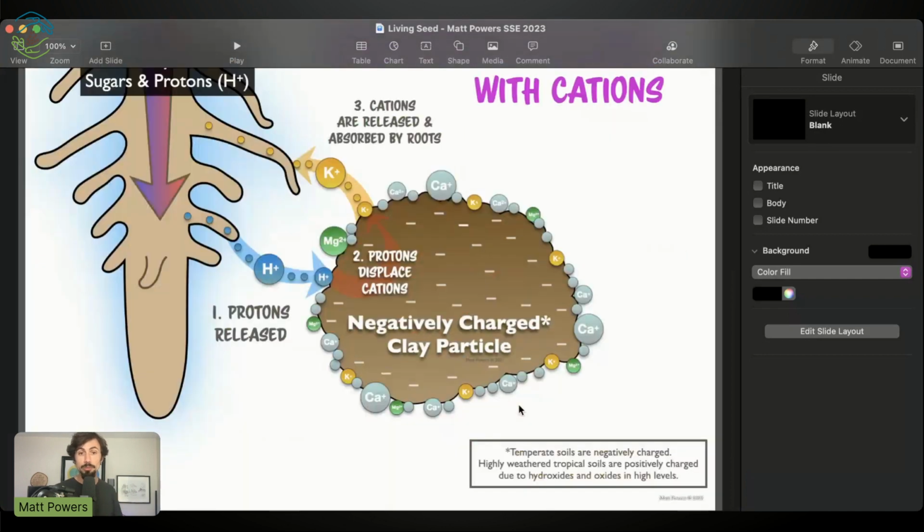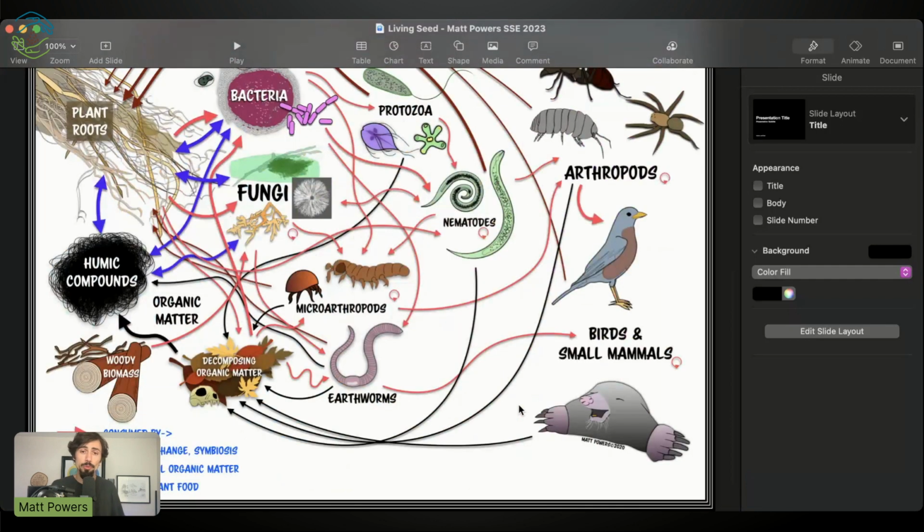When they release those protons, they displace the nutrients because they flood it with these protons, and so that's how it happens. It's not like they're actually attracting the K+ with the H+. No, they're displacing it. And then there's the soil food web that everyone knows and loves. Everyone knows and loves the soil food web.